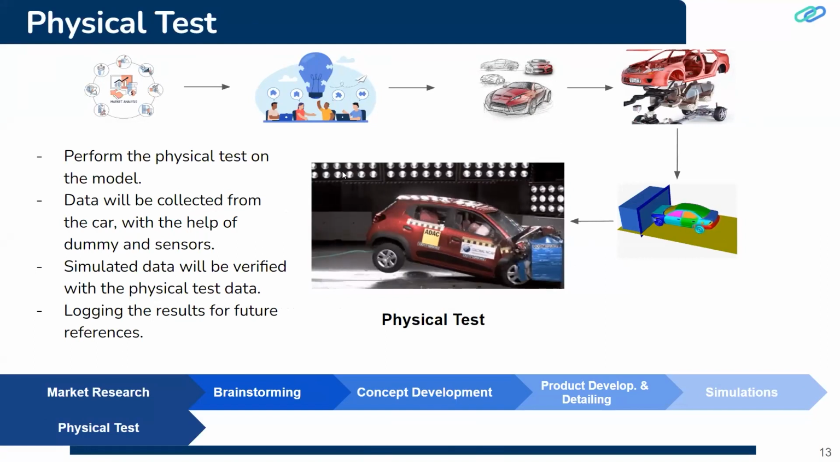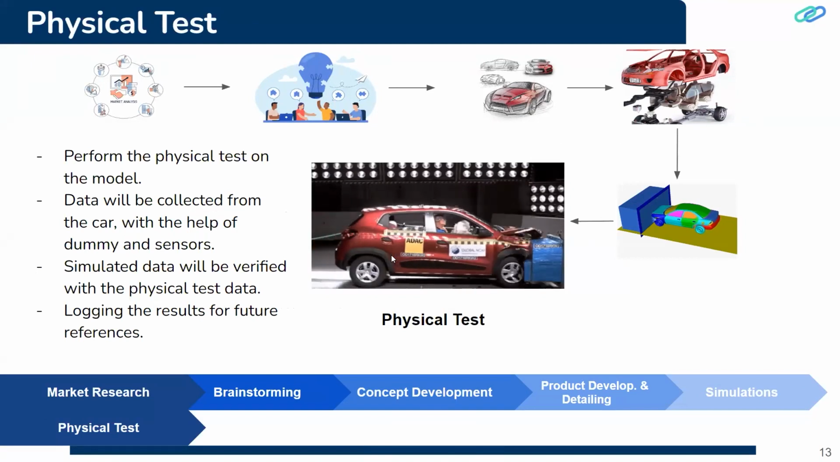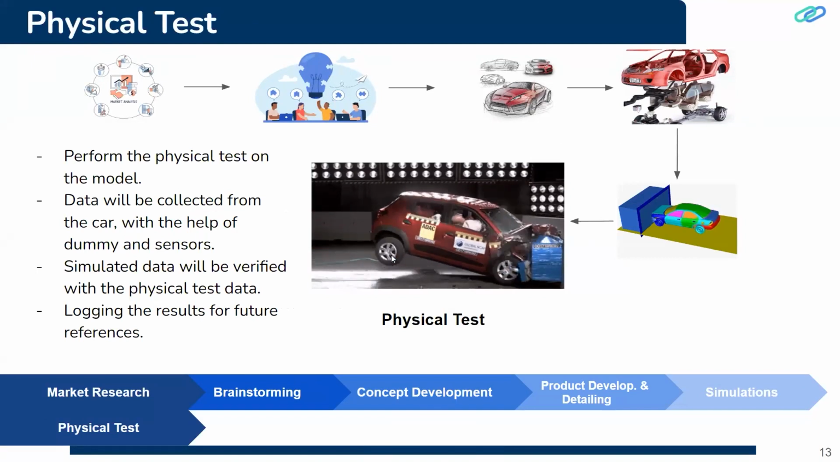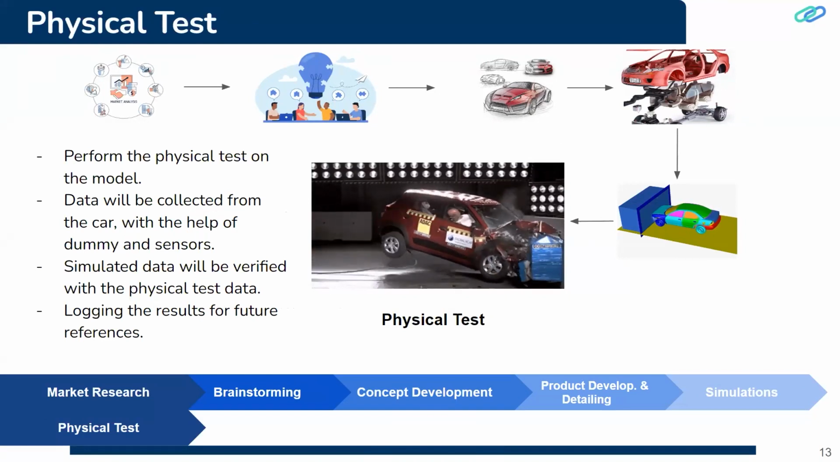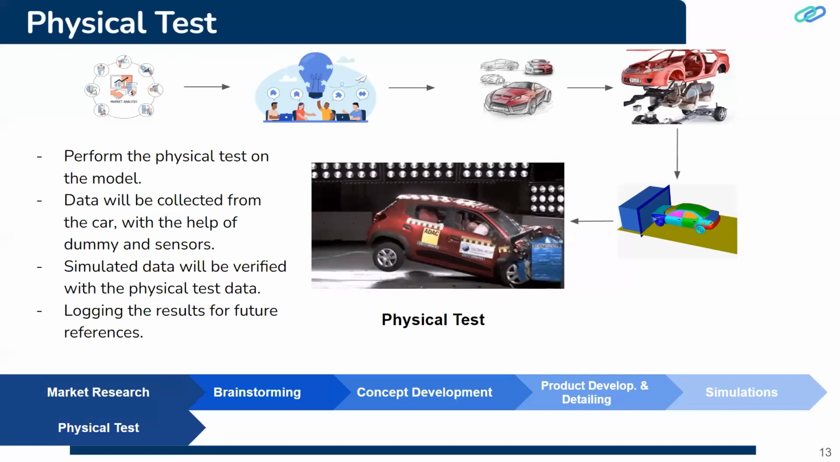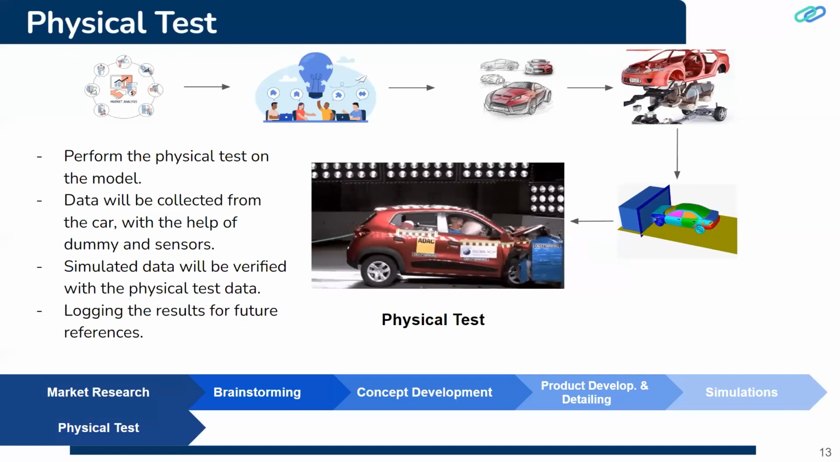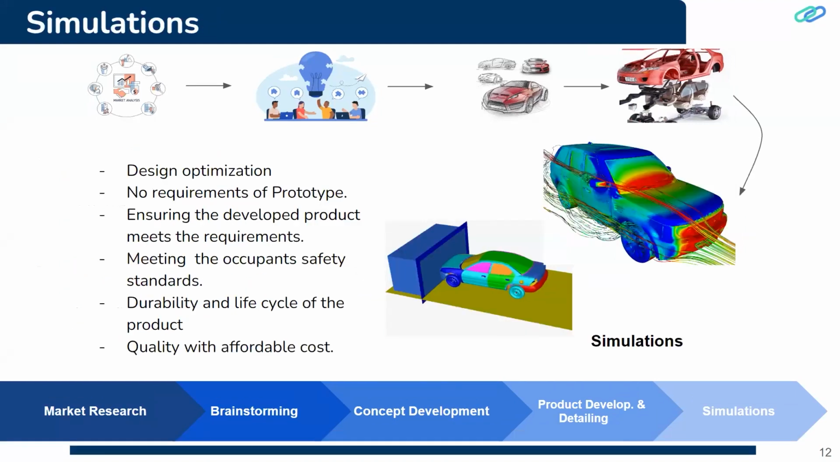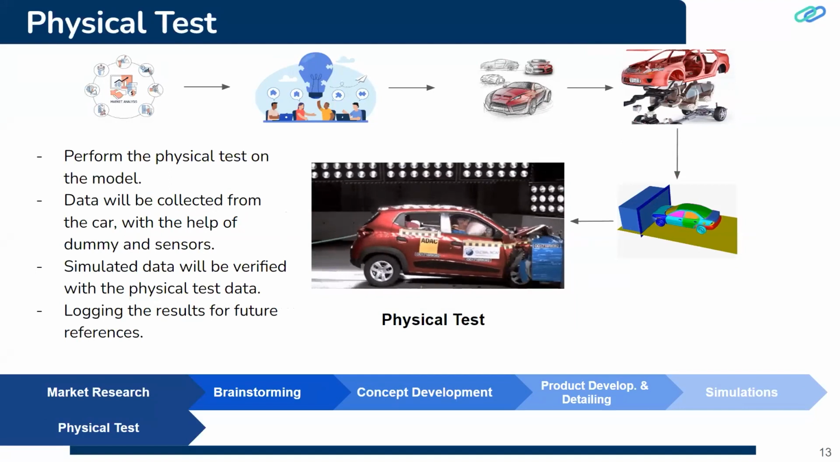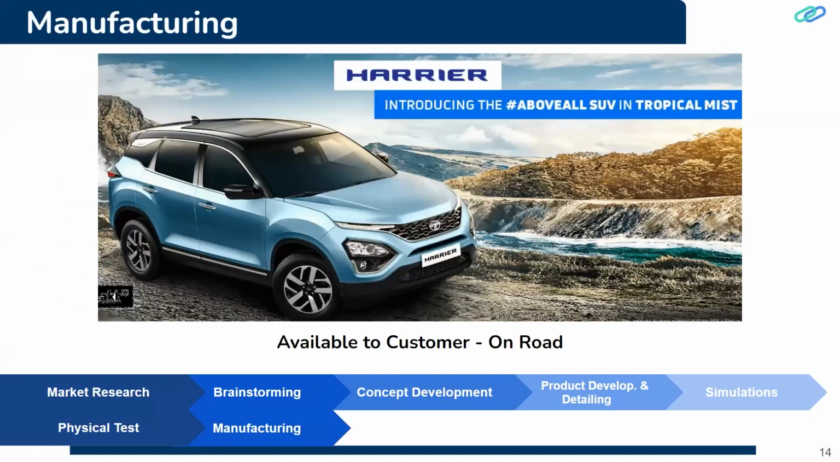For example, you can see here, when you develop a car, some tests involve crash tests: frontal crash, side crash, roof crash. You see a lot of different types of crash tests, and all of these are done based on a certain set of standards. Once this is done, you do the physical test and the simulations, compare both results and validate them. Once they are validated, the next thing is manufacturing. Once it is manufactured on a large scale, you make it available to the customer on the road.